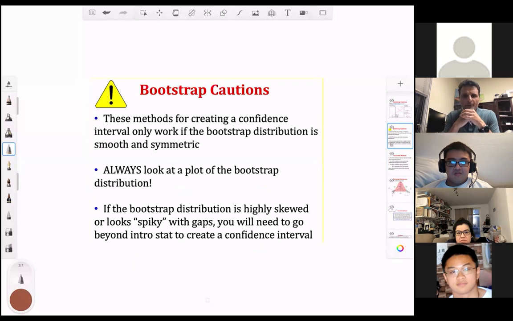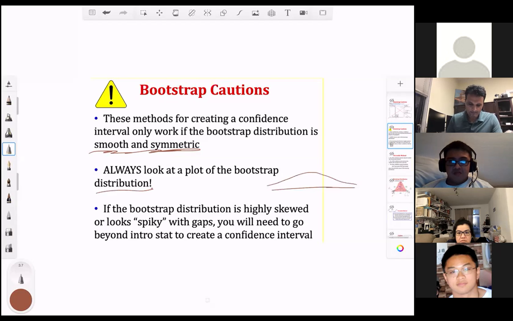These methods for creating a confidence interval only work if the bootstrap distribution is smooth and symmetric. All right, this is very important. In this course, all the time it is symmetric. If it's not symmetric, we cannot apply what we know. Always look at the plot of the bootstrap distribution. That means the plot should be like this.